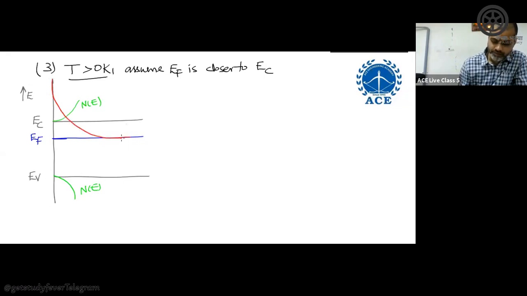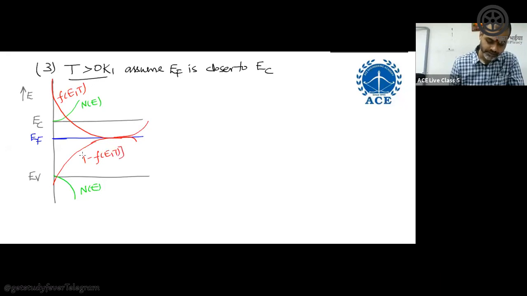Okay, so this is nothing but F of E comma T. And what about 1 minus F of E comma T? It should be symmetrical, no? So we'll get somewhere here. Okay, so this is 1 minus F of E comma T.